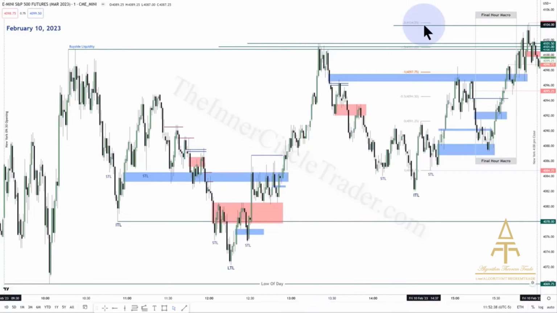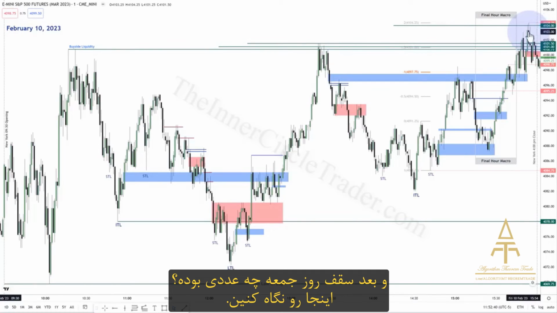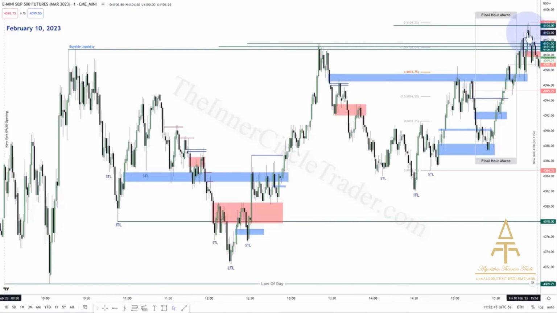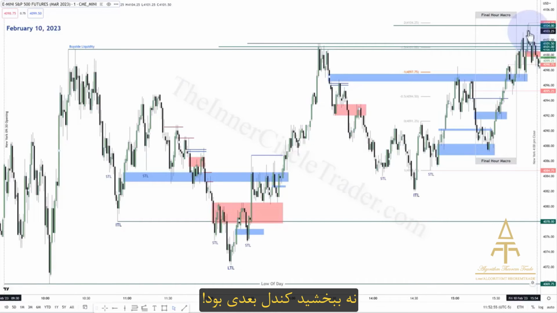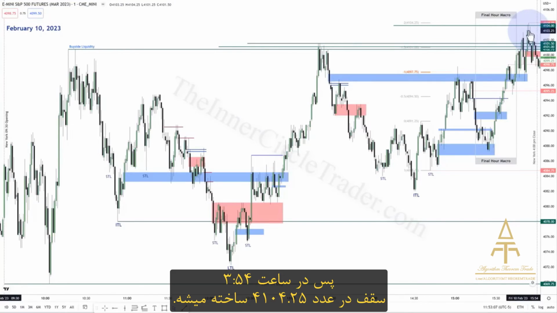So 4104.25. What was the high of the day on Friday? Look right here. High of the day, 4104.00. No, it's not. I'm sorry. The next candle here, 4104.25, right here on the candle at 6 minutes to 4. So 3:54 New York local time. The high comes in at 4104.25 to the tick.